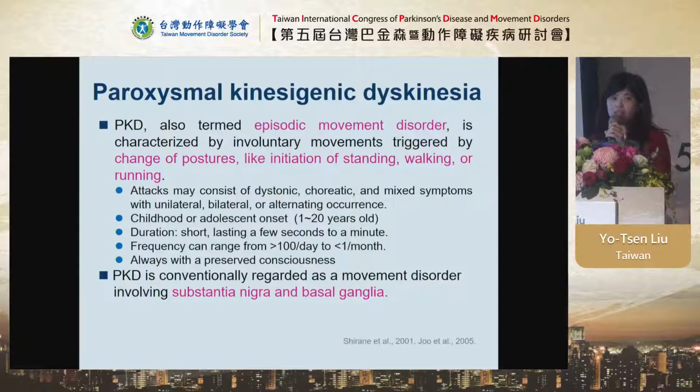The onset is very early, usually in childhood or early adolescence. The duration is very short, within seconds to 1 minute, but the frequency may be up to more than 100 per day. But the patients always preserve their consciousness. So conventionally, PKD is regarded as a kind of movement disorder, which involves the substantia nigra and dorsal vagus.